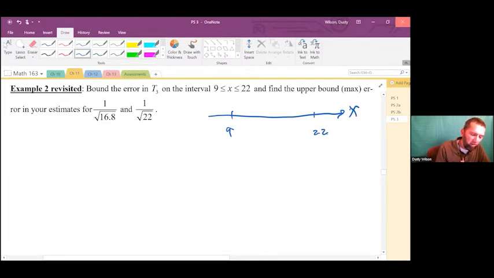I think this is a typo. This is supposed to be a 23. I'm sorry, 23. So halfway between 9 and 23 would be 16. So there's our series centered at 16. And so we went 16 plus 7 and 16 minus 7. So that's this region here.